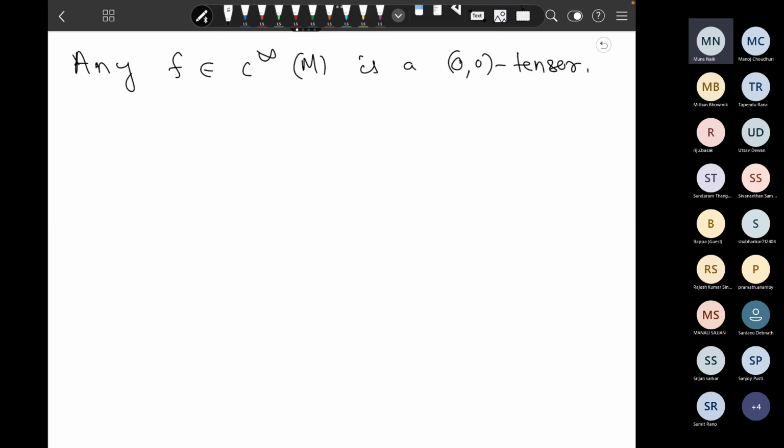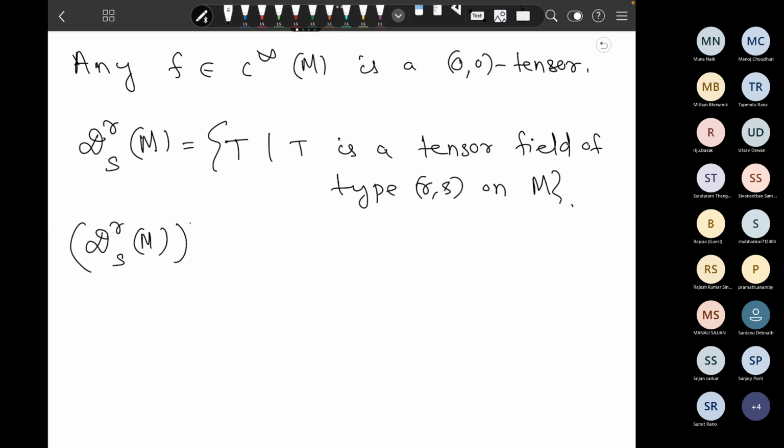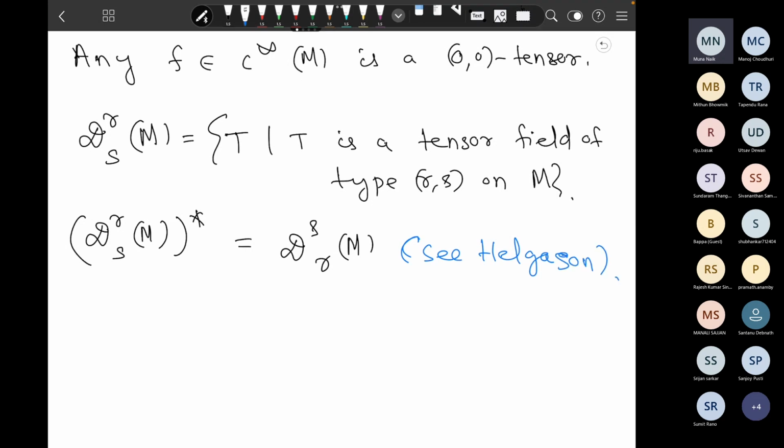So this is really setting up all tensors T. T is a tensor field of type R, S on M. One also sees that DRSM star is equal to DSRM. You can look at everything I am saying in Helgason or Kummeration.